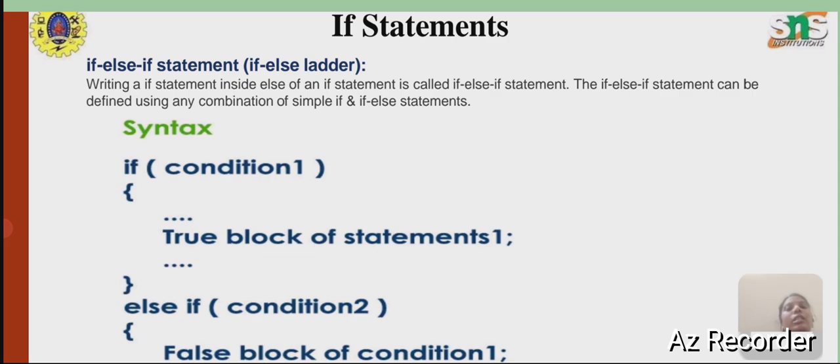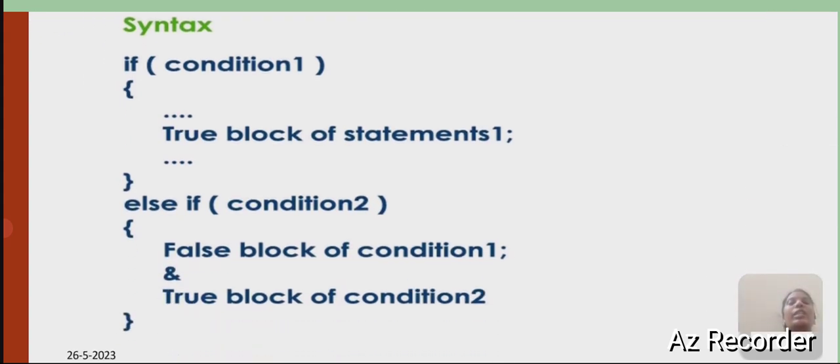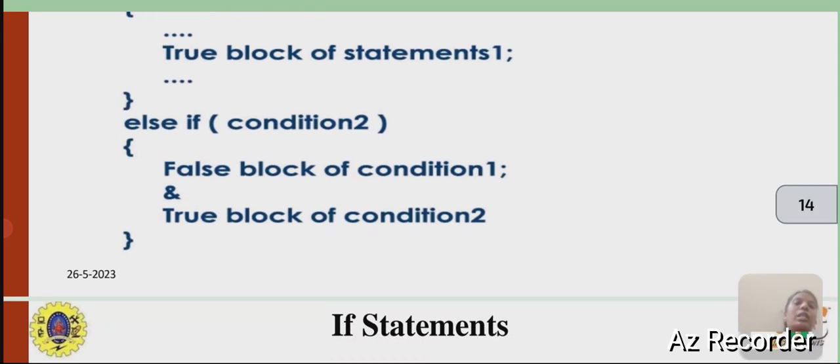Finally, the if-else if statement, also called the if-else ladder. Writing an if statement inside the else of an if statement is called an if-else if statement. It can be defined by using a combination of both simple if and else if statements. Here the syntax is: first write the condition, and the true block statement is executed, or else if there is another condition, and the false block of condition 1 or 2 is executed.